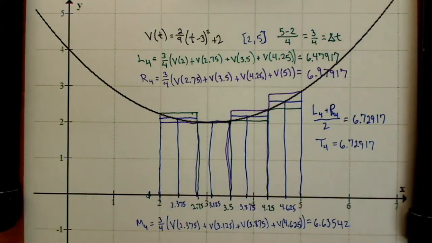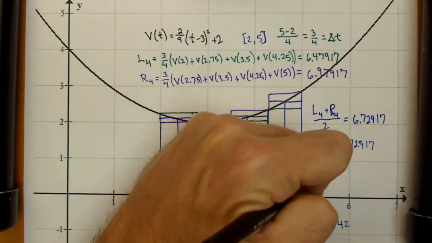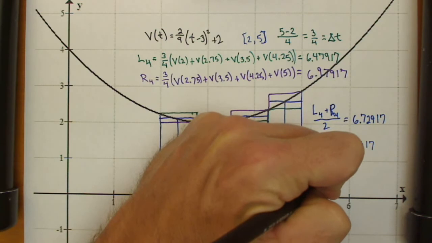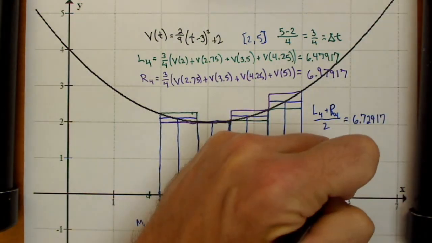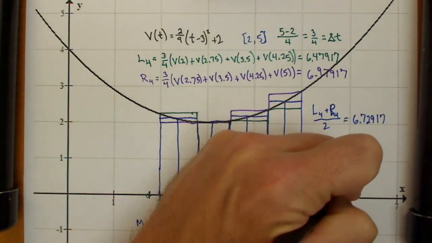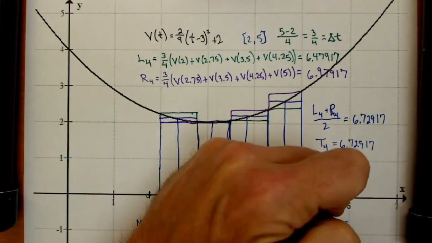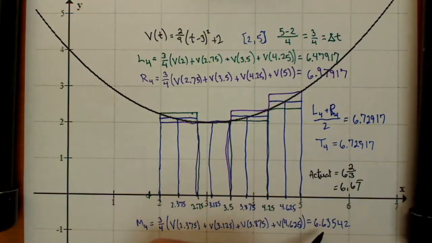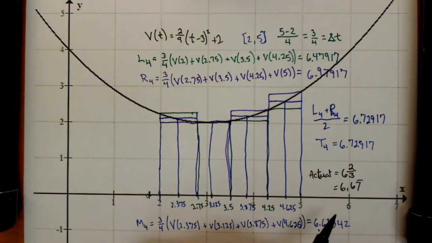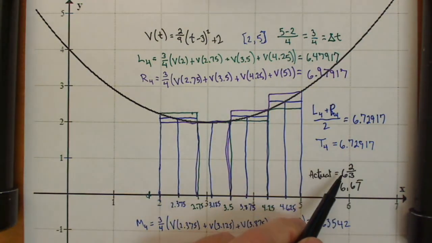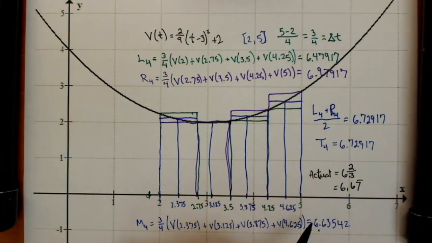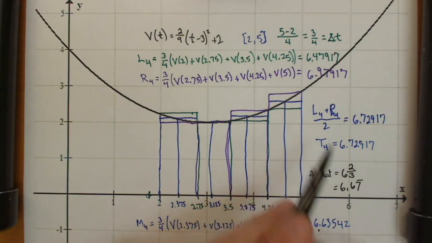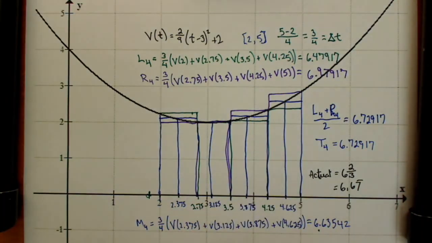Interestingly enough, in this problem, the actual area under the curve is, and we're going to learn how to calculate this soon, 6 2/3, or 6.67 repeating. The midpoint rule is slightly closer to that than the trapezoid rule, and that's always going to be the case. The midpoint rule is slightly more accurate than the trapezoid rule, which is the average of the left-hand rule and the right-hand rule.